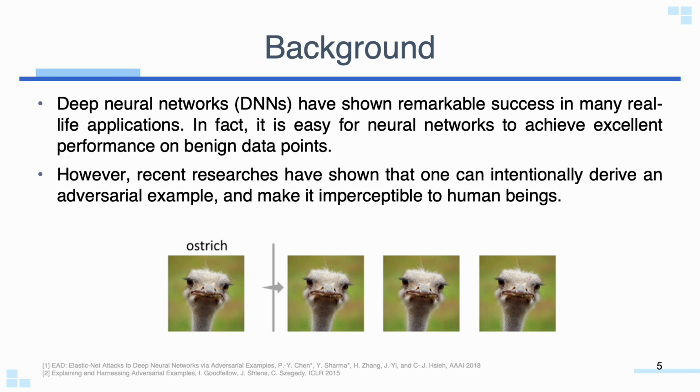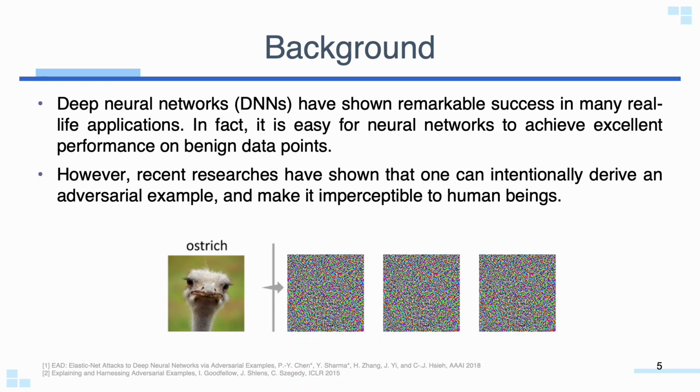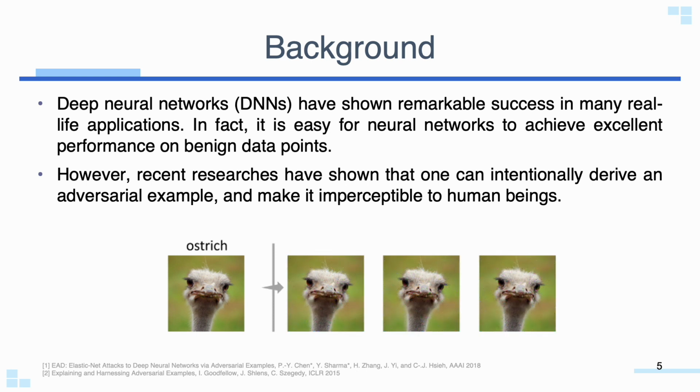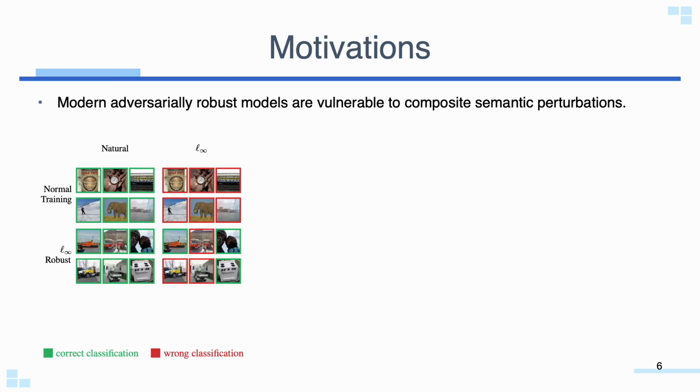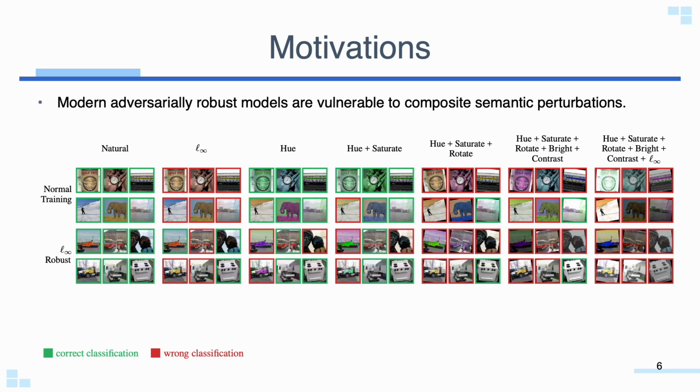In the past, most research has tried to explore perturbations in LP ball. That is, they would try to add some spatial design perturbation on the image and make them imperceptible to humans. But the machine learning models will be affected, and this vulnerability is what researchers want to address. But considering only one perturbation is not enough, as we have observed that modern robust models are susceptible to semantic perturbations, as well as composite perturbations.